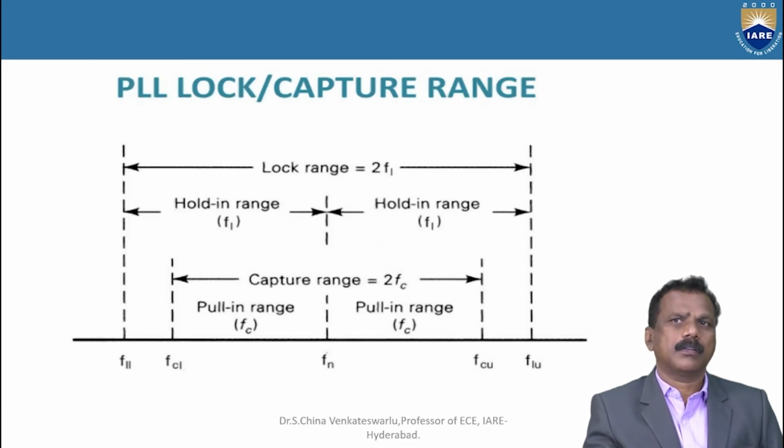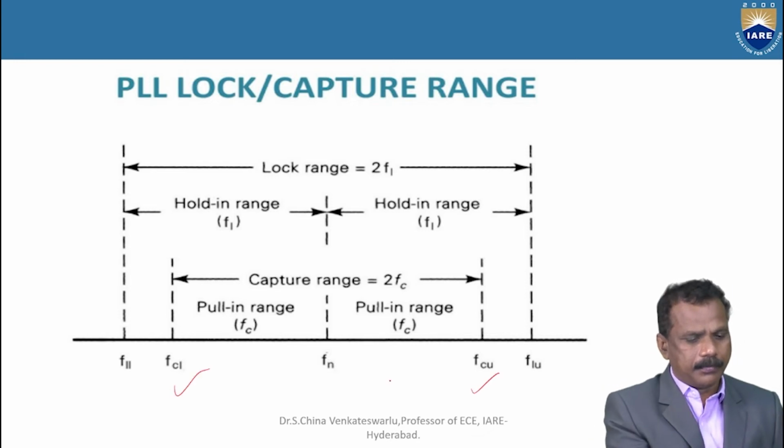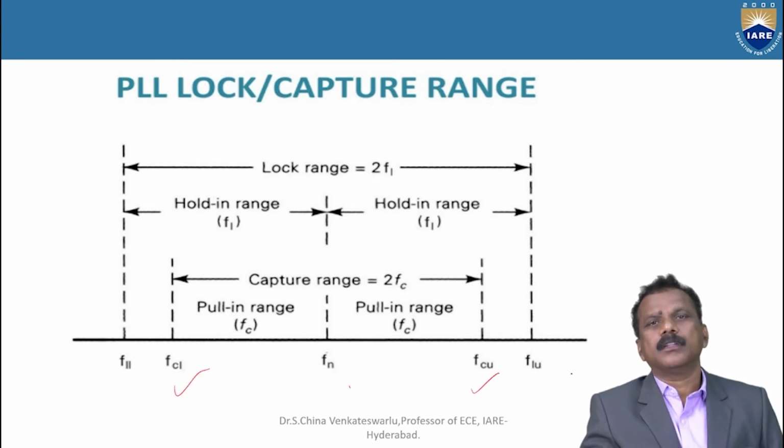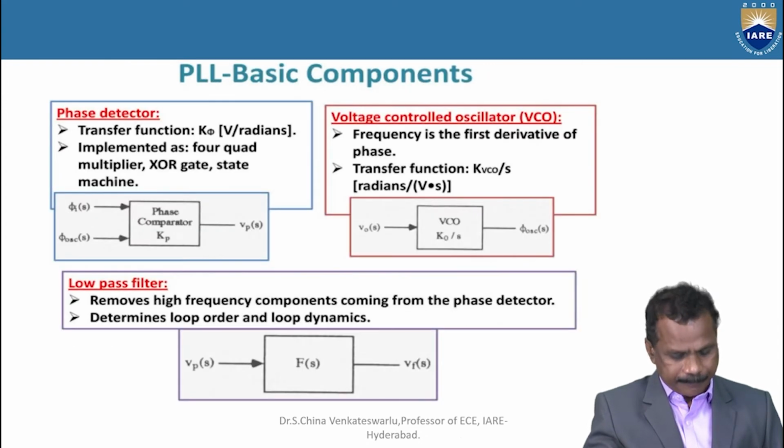PLL lock and capture. So they are combining both the PLL lock range and the capture range, with the limits fC1 and fCU, and fN versus f. This is the PLL lock and capture range.